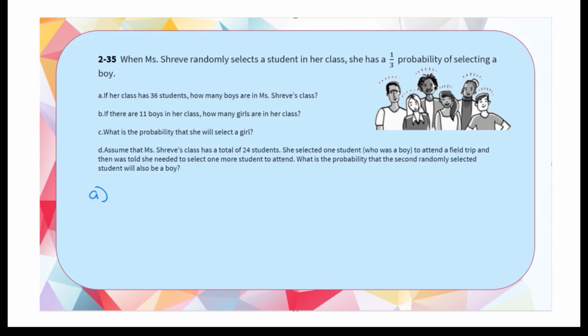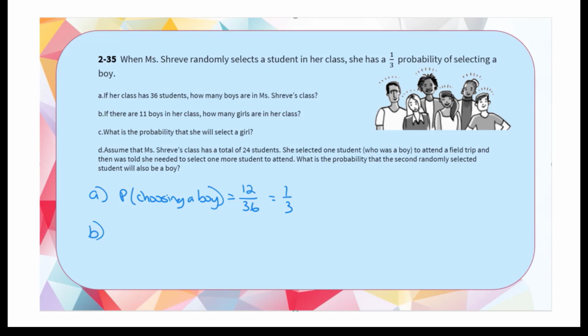So in part A of this problem, 2-35, we're talking about probabilities. When Ms. Shreve randomly selects a student in her class, she has a probability of 1/3 of selecting a boy. So if her class has 36 students, the probability of choosing a boy is 12 out of 36, because that does equal 1/3. So she has a 1/3 probability, 12 out of 36, of selecting a boy in her class.